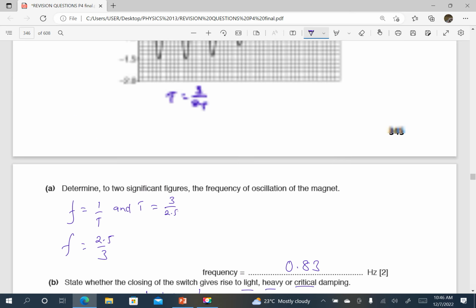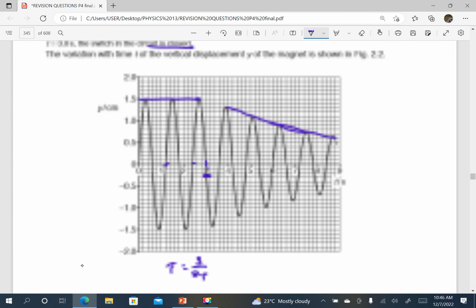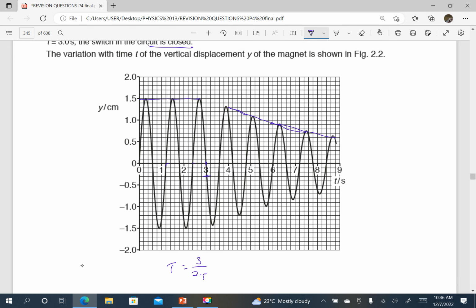Why is it light damping? You see that the amplitude is just gradually decreasing. The oscillations are still going on, but they are occurring at smaller maximum displacements, as you can see. So when the amplitude gradually decreases while oscillations are still continuing, that is light damping.